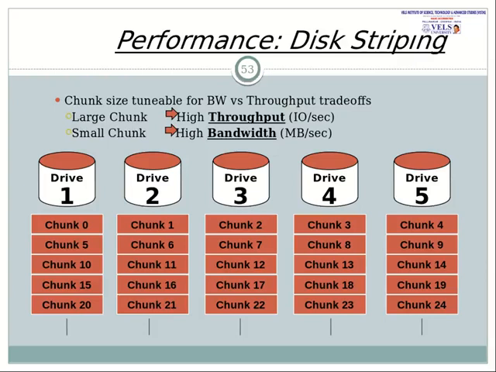A large chunk size favors high throughput. A small chunk size favors high bandwidth. Suppose we have a 5 drive array. The chunks are saved across these disk drives: chunk 0, 1, 2, 3, 4 and 5, 6, 7, 8, 9. This is the basis: in sequential order, the chunks are stored across the drives.